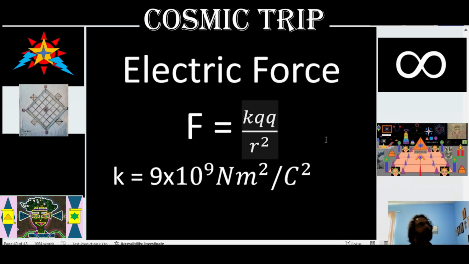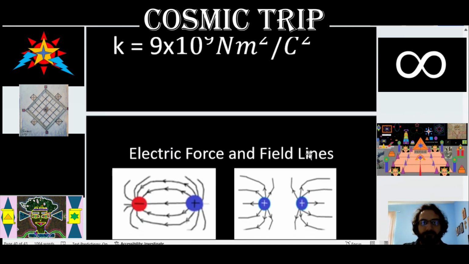So constants of proportionality, they are in the equation because when we place them in the equation, we get the answers that we want. So this is what constants of proportionality are for. So K is a constant of proportionality, just like G is a constant of proportionality in GMm over r squared.